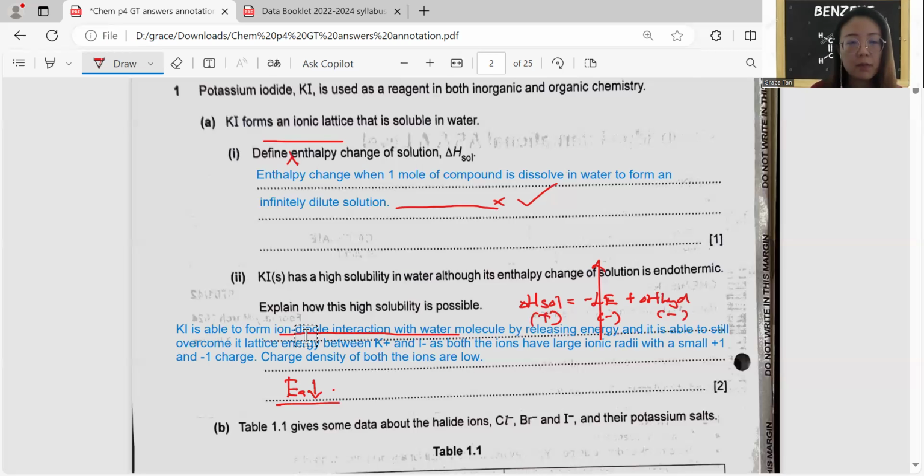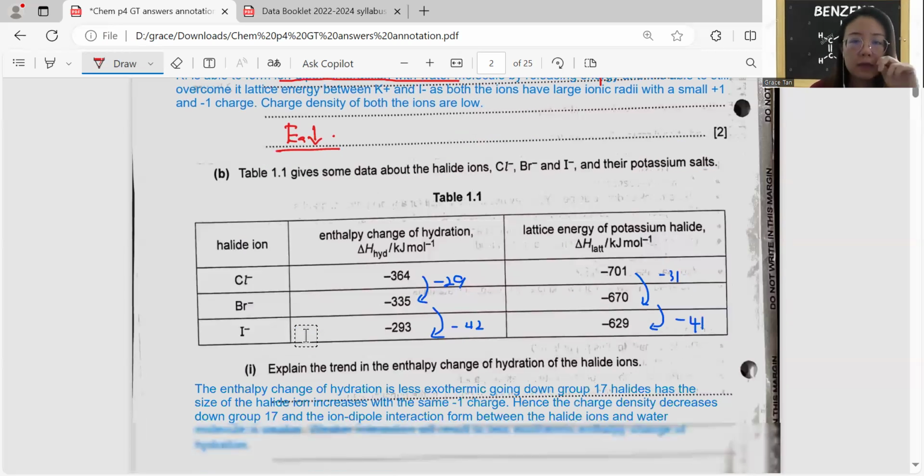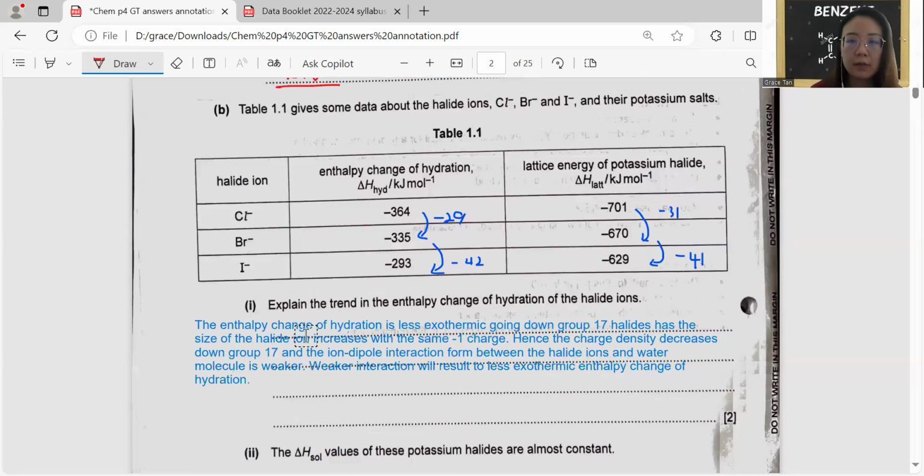Now, part B. So part B, they gave us some data on the halide and their potassium salts. So they gave the hydration of the halide ion and they gave the lattice energy of the potassium halide. Explain the trend in enthalpy change of hydration of the halide. So you want to look at the middle column to explain the hydration. So I just say that the enthalpy change of hydration is less exothermic. Please don't use increase, decrease. Increase, decrease in which direction? We have to be more specific.